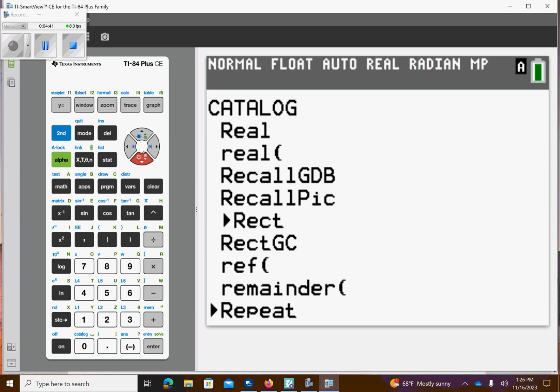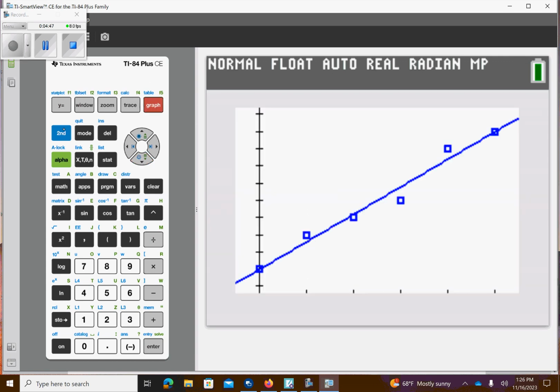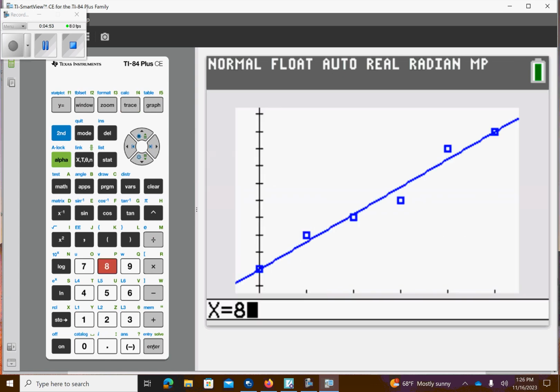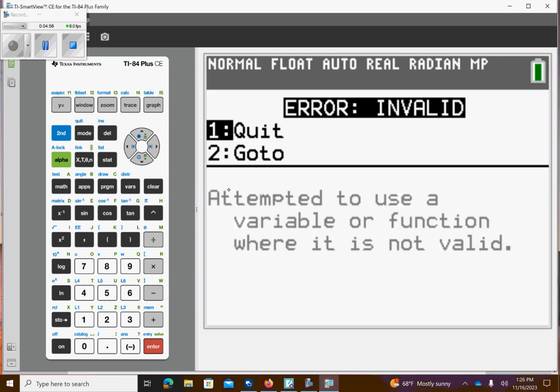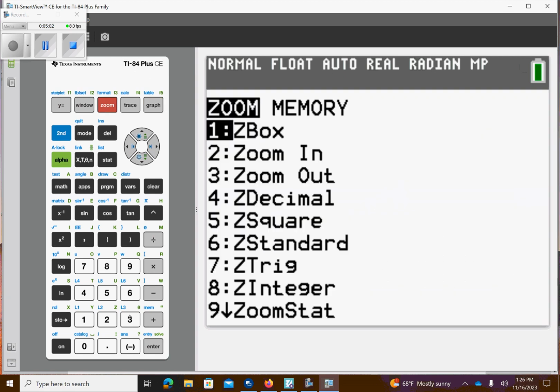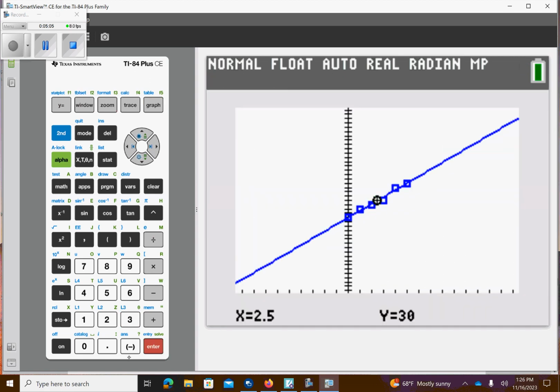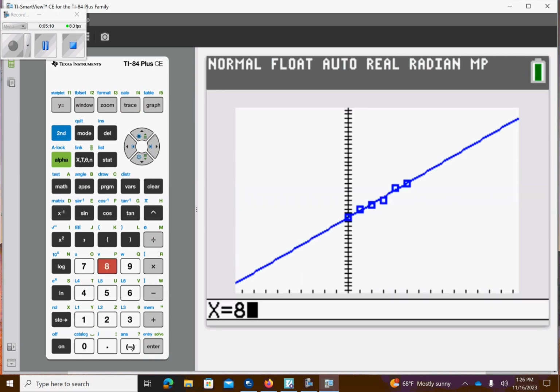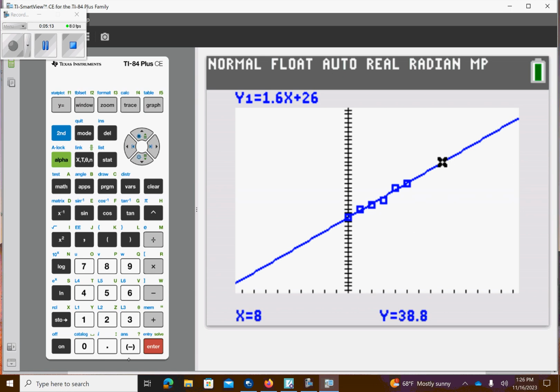And use your model to estimate the discharge after 8 days. So this is the nice thing, is I can go on here so I can calculate. I want a value at 8 days. Hit enter. It says it's invalid, so we're going to hit quit. Now I'm going to go back and hit graph one more time, and I'm going to hit zoom, and go zoom out, hit enter one more time, and now it's going to let us second calculate value at 8 days. So it looks like it'll be at 38.8 cubic feet per second that's coming out of the dam. Again, you want the graphing calculator to help you with this.